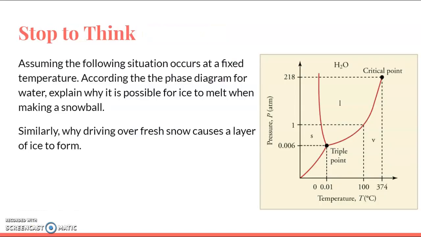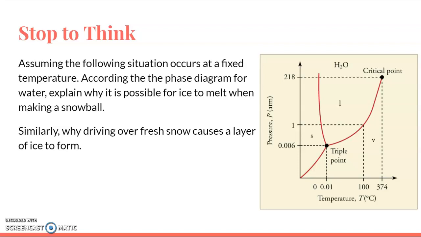Alright, so I have a question for you. Let's assume we've got this situation going on, and we're dealing with water here. In particular, according to this phase diagram for water, explain why it's possible for ice to melt when making a snowball. Maybe you've noticed when you make a snowball that you have an outer layer of water going on. Or similarly, why does driving over fresh snow cause a layer of ice to form on top of that snow?